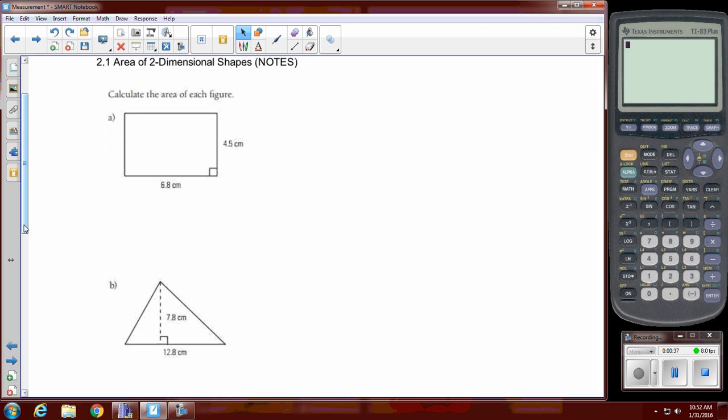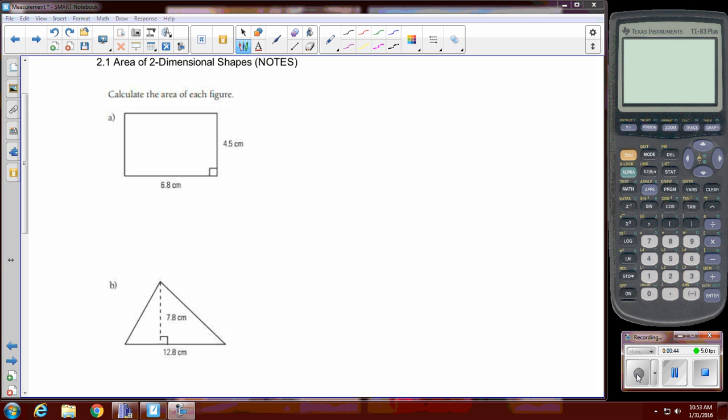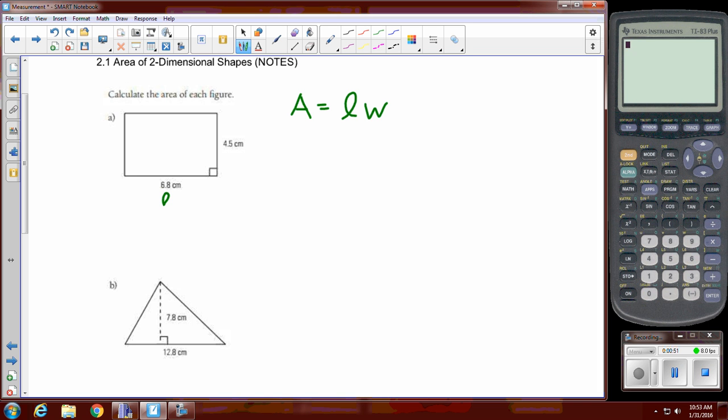The first example is simply a rectangle, and from the past you should know that the area of a rectangle is simply taking the length of the rectangle and multiplying it by the width. So this is the length, this is the width. When we go to put it into our formula, we say 4.5 times 6.8, which should give us an area, if we put it in our calculator, of 30.6 square centimeters.